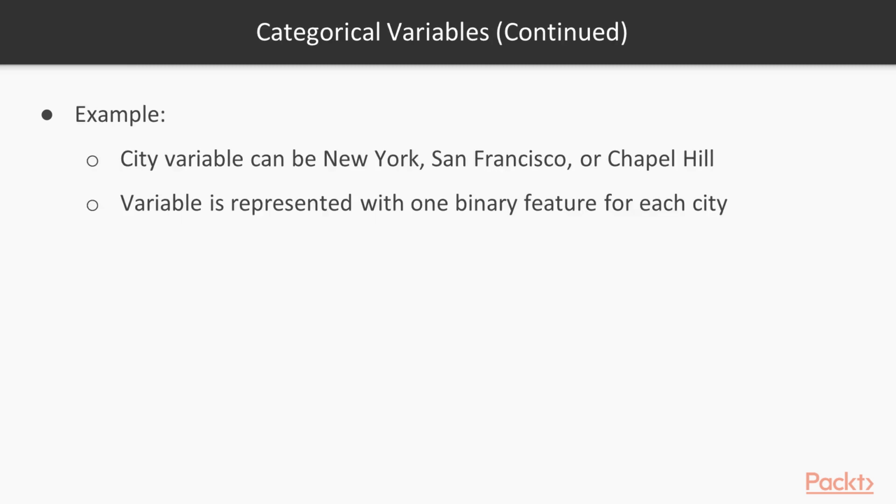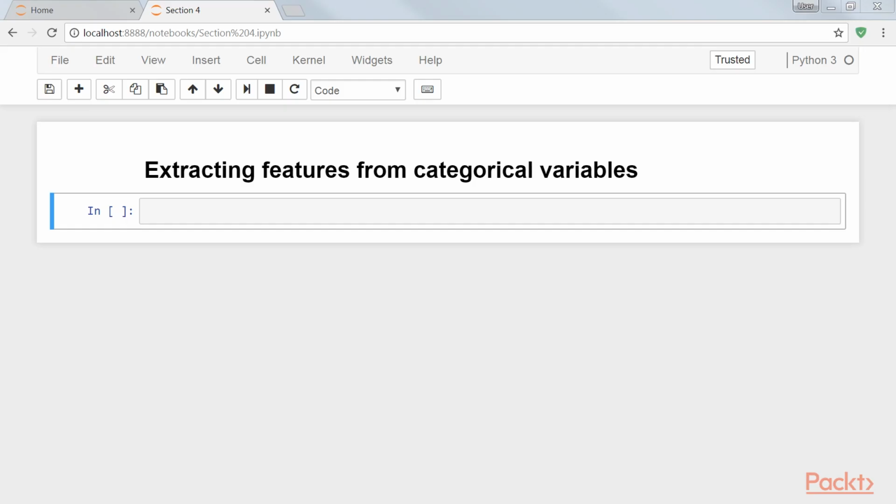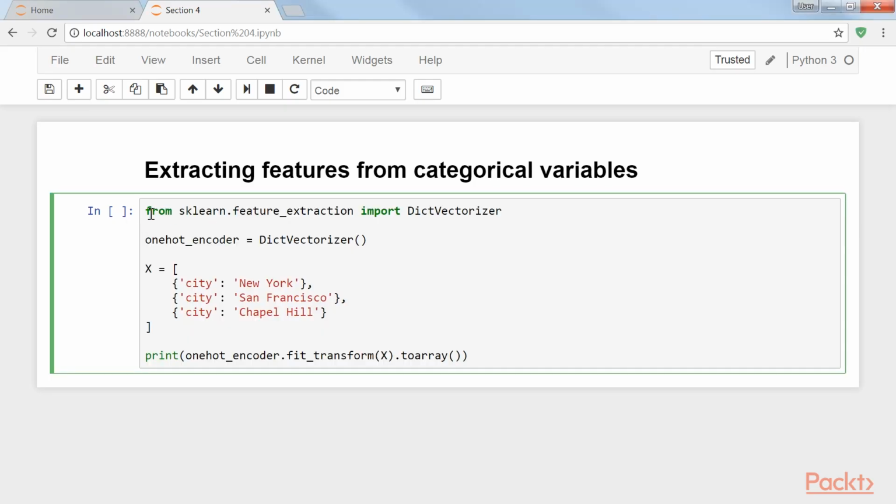For example, let's assume our model has a city variable that can take one of three values: New York, San Francisco, or Chapel Hill. One-hot encoding represents the variable using one binary feature for each of the three possible cities. Let's write the code for that. Scikit-learn's DictVectorizer class is a transformer that can be used to one-hot encode categorical features.